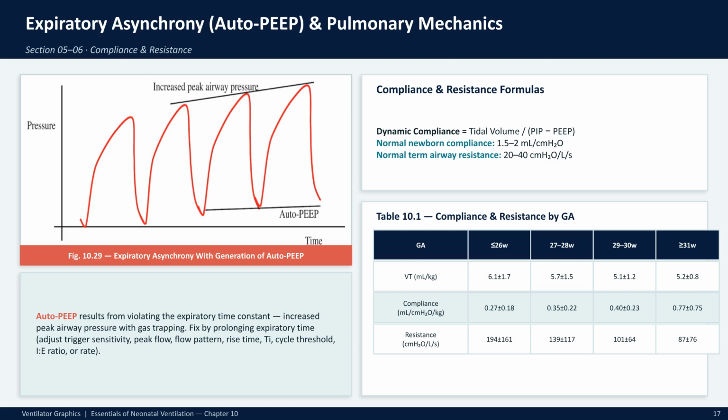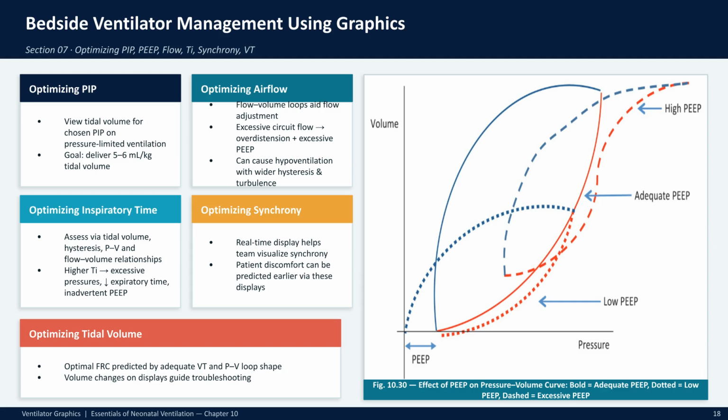Additionally, monitoring compliance and resistance by gestational age is crucial for appropriate ventilation. Bedside management involves optimizing key parameters like PIP, flow, and inspiratory time using visual feedback. For example, excessive circuit flow can lead to overdistension and unintended PEEP. Real-time displays allow the team to predict patient discomfort early and ensure that tidal volumes remain within the optimal range.